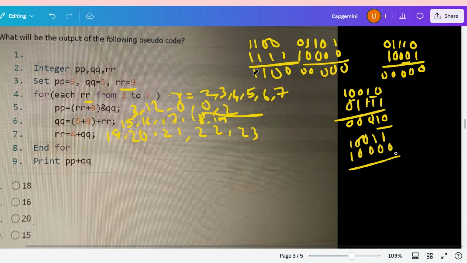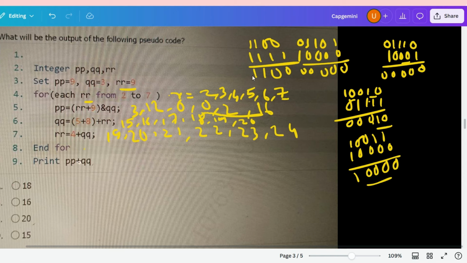So this is 16. So AND operation. So this is false, false, false. Only in this case this will be true because both statements are true. Okay, so 1000, so this is in itself 16. So P becomes 16 here. Okay, then Q was 19, so this becomes 20, and 23 becomes 24. Okay, so this was 7. So up to this we had to iterate.